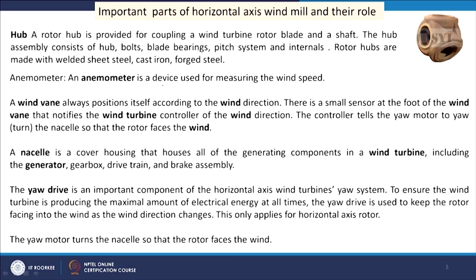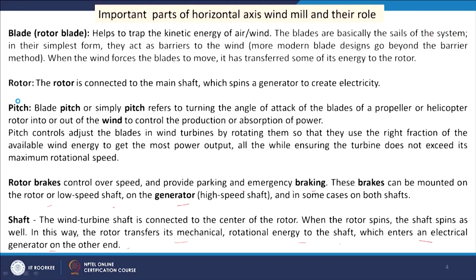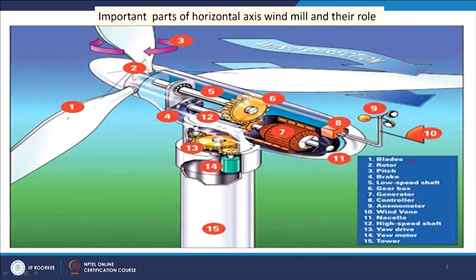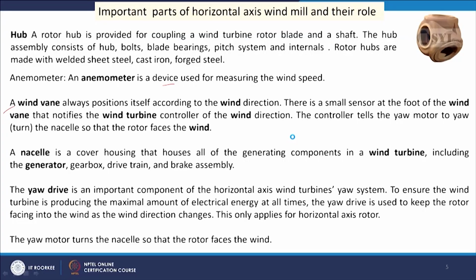And then anemometer is a device used for measuring the wind speed, and wind vane, that we are talking about, always gives the direction of wind, and this at the bottom is attached with this control unit. That control unit gives a signal to the nacelle to move it according to the wind speed. So, the total arrangement moves in such a way that maximum wind can be used. Then the nacelle is a cover housing that houses all the generating components in a wind turbine, including the generator, gearbox, drivetrain and brake assembly.